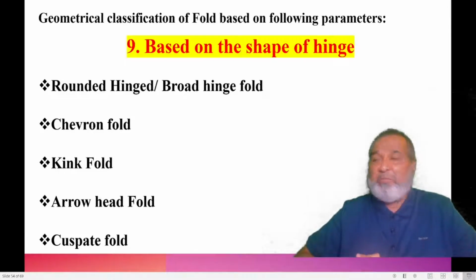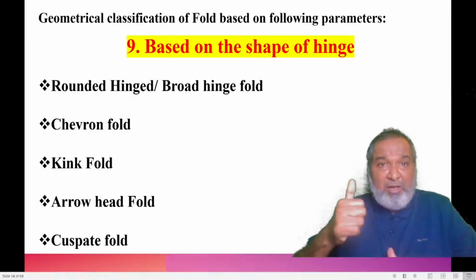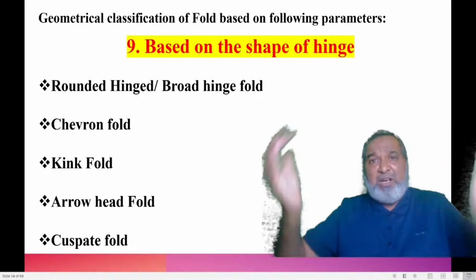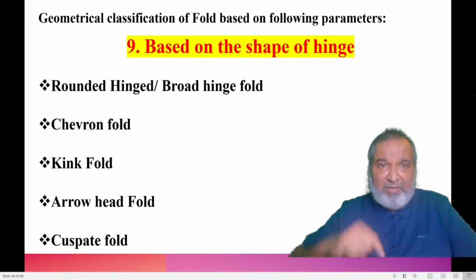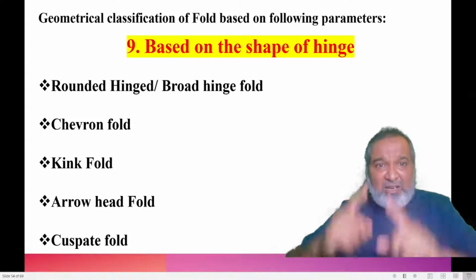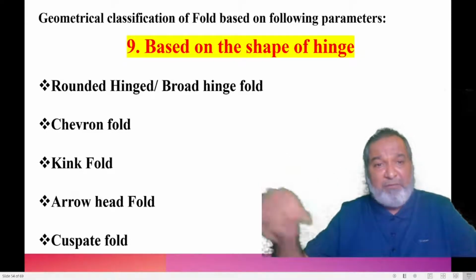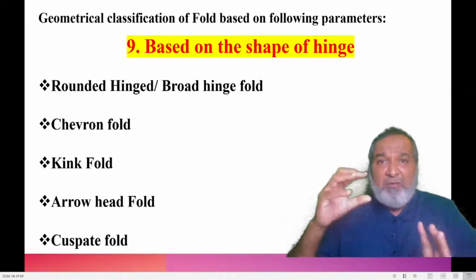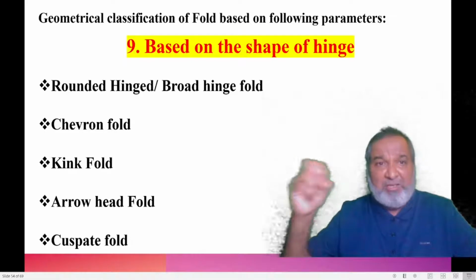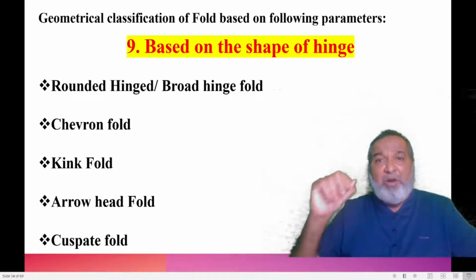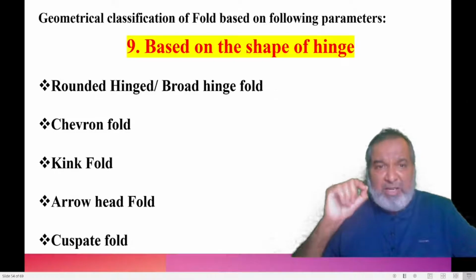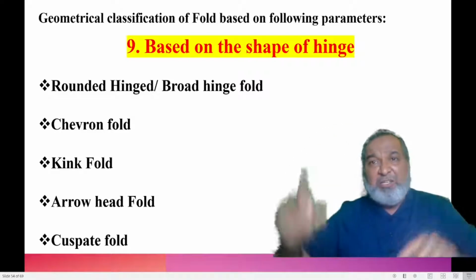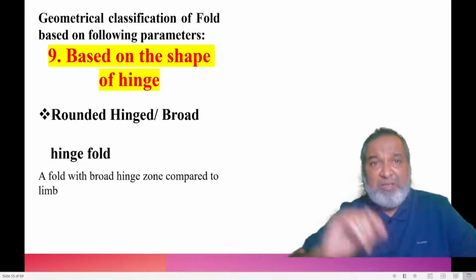So based on the shape of the hinge line, we are going to have rounded hinge or broad hinge. Here on the top, a rounded hinge or a very broad hinge is there. Then chevron, sharp edges, kink, then arrowhead fold, cusped fold. So these are the 5 different types of folds based on the shape of the hinge: rounded or broad hinge fold, chevron fold, kink fold, arrowhead fold, and cusped fold. That is based on the shape of the hinge, how they have been arranged.